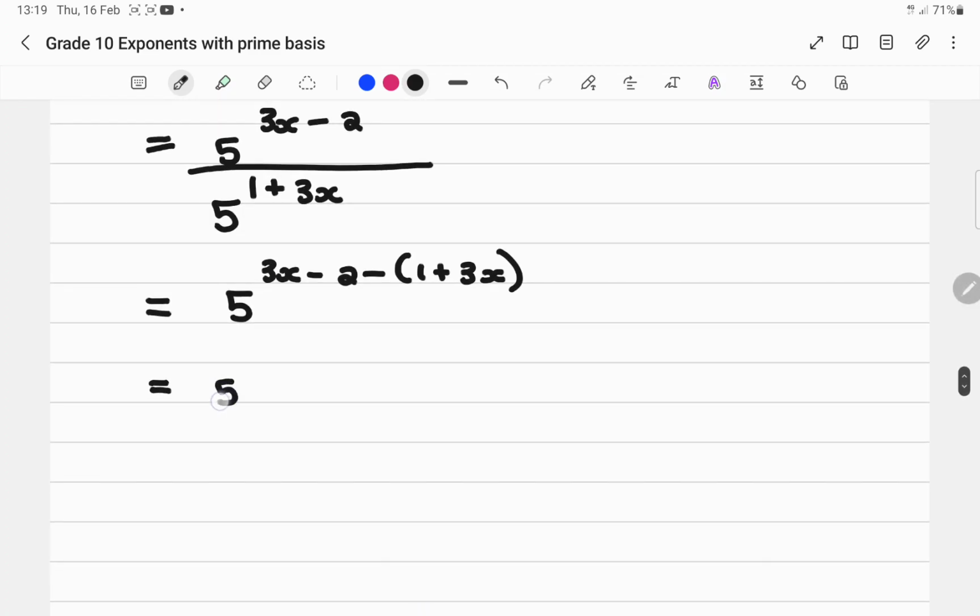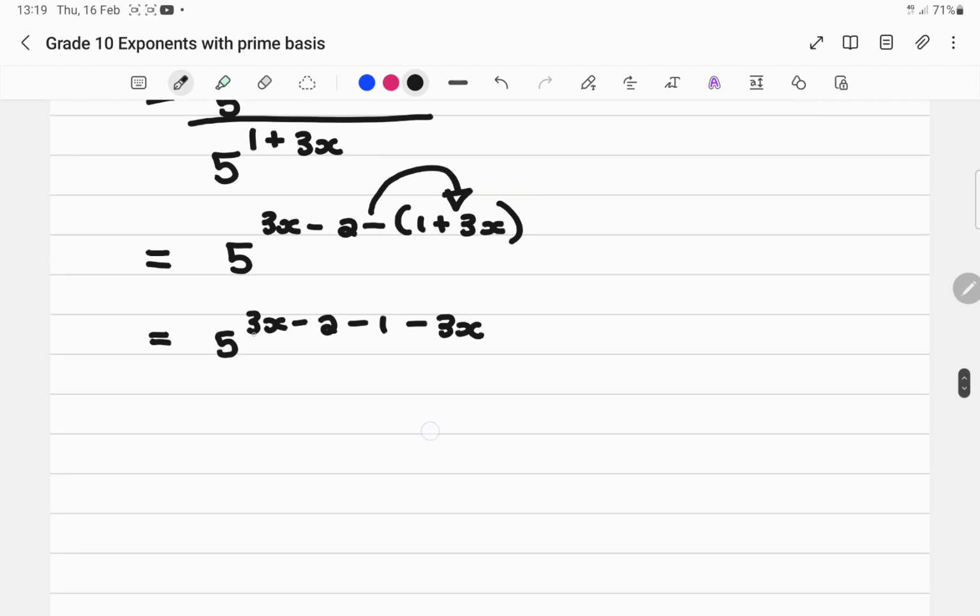Okay, so then we've got 5 to the power 3x minus 2 minus 1 minus 3x, because a negative times a positive is a negative. So then the 3x and the minus 3x fall away, and I'm left with 5 to the power of negative 3. And if you put that in your calculator, 5 to the power negative 3 gives you 1 over 125.